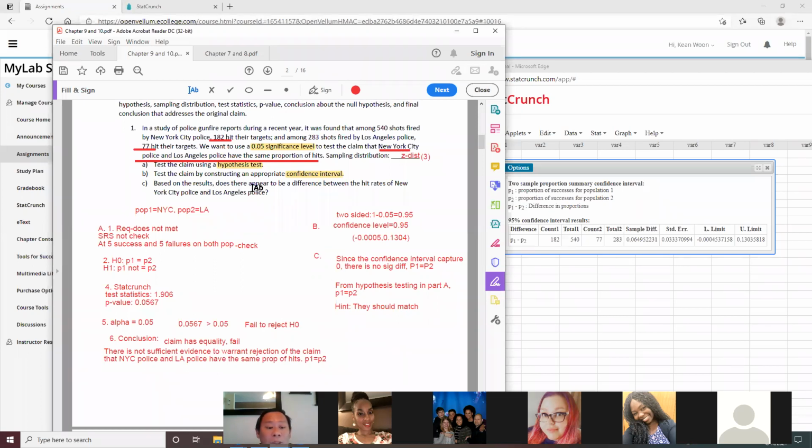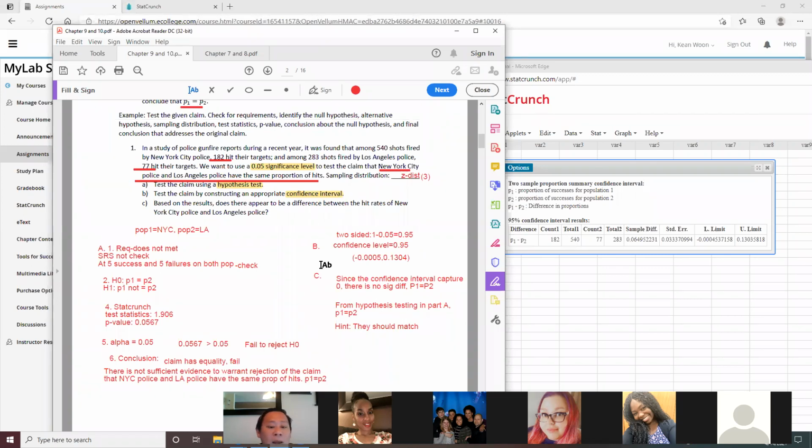So now, is there any difference? The answer is there is no significant difference. That means that for New York and LA policemen, the hit rates are all the same.